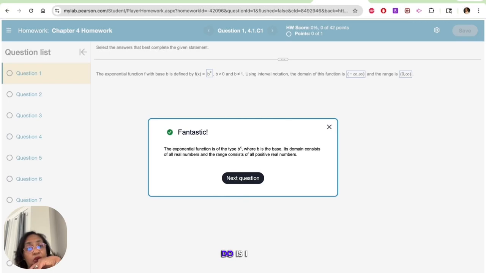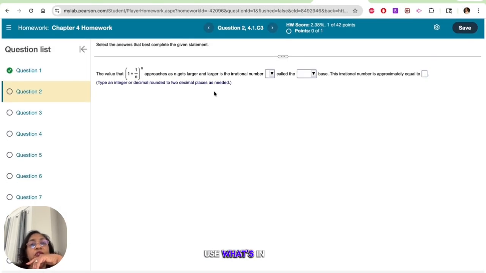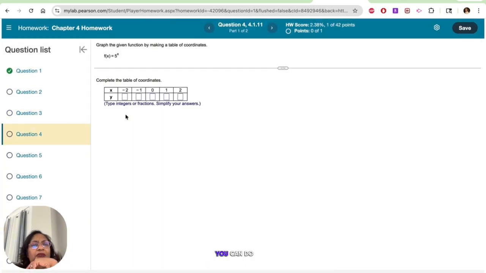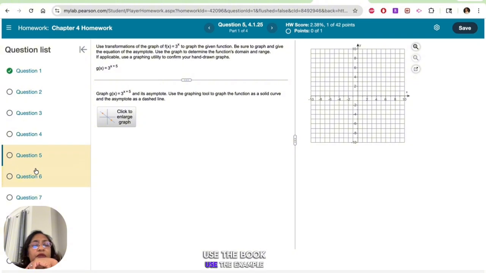So what I want you to do is use what's in your book, and match it up. And then let me see, what's question 3. Remember, your section is up here. I'm sorry, it's question 3, and the section is 4.1. So all of these are related to 4.1, which is what I just told you to read. Again, you can do this. That's terribly easy. Use the book. Use the example.